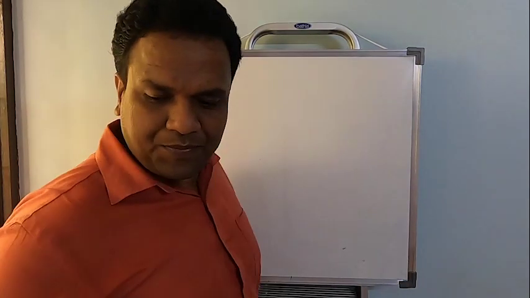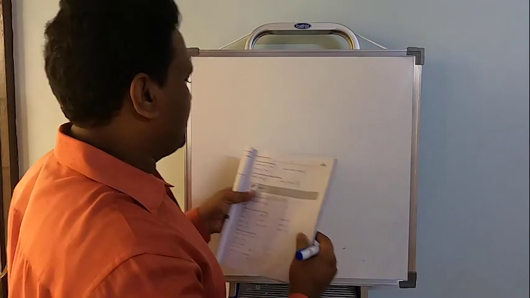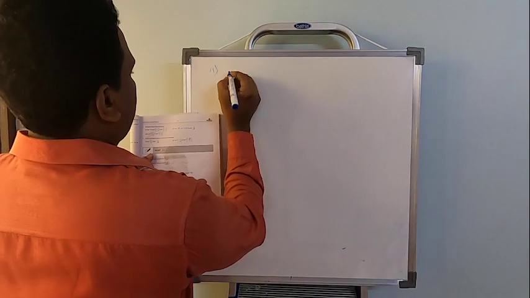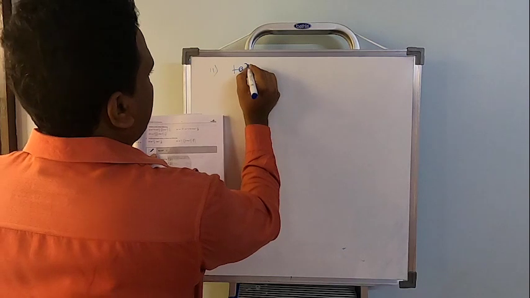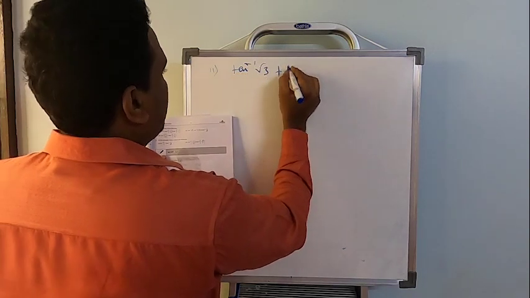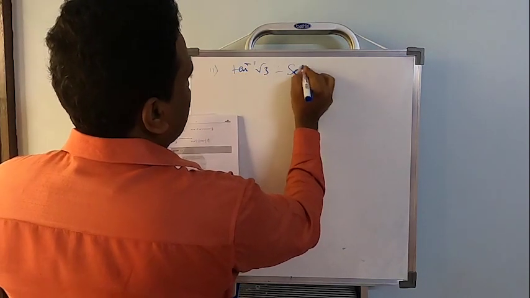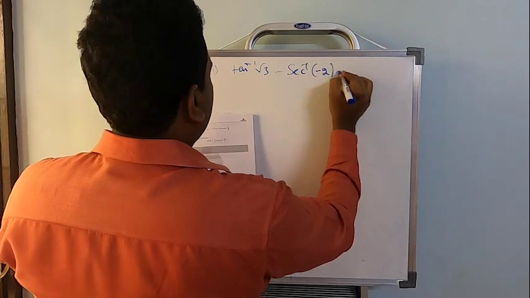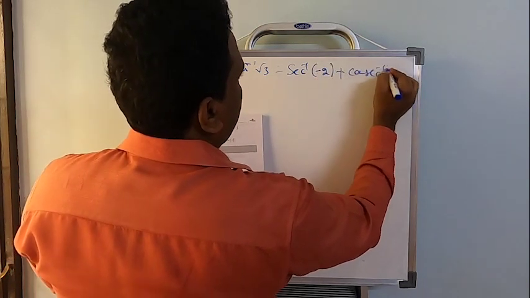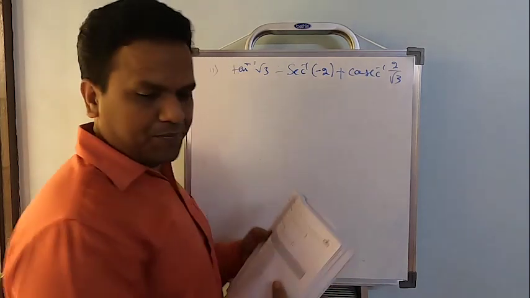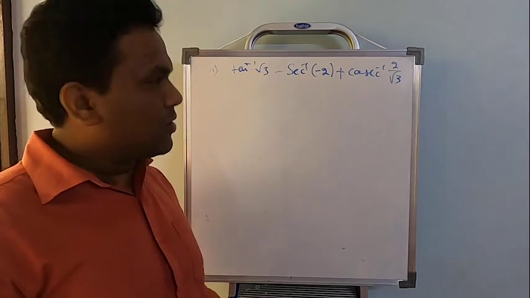So that's the first one. Let's go for the second. Second problem under this is given by tan inverse root 3 minus secant inverse of minus 2 plus cosecant inverse 2 by root 3. So how to solve this one?